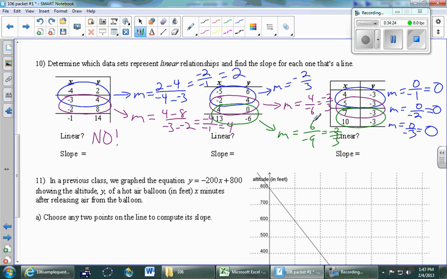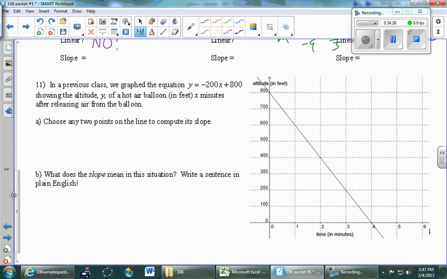Okay. Number 11. I think we are up here to Ben. Okay, so we've seen this picture before, I think. We had that equation, and we had the balloon falling as we released the helium from the balloon. And we talked a little bit about what the y-intercept represented.